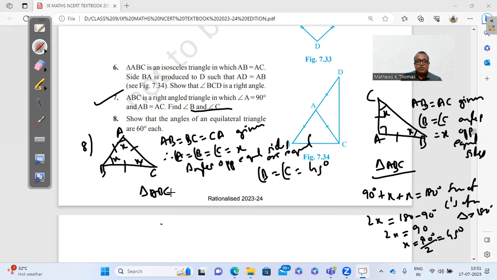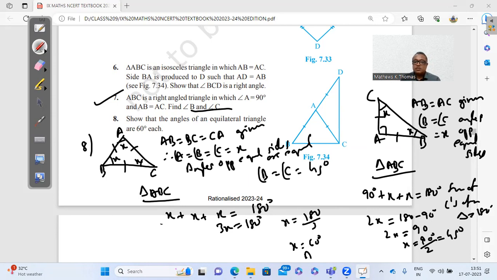Now in triangle ABC, again using the same property, sum of angles of a triangle is 180. So we can say that x plus x plus x is 180. So 3x is 180. X will be 180 upon 3. So x will be 60. And therefore, the question was show that each angle or every angle of an equilateral triangle is 60. So if x is 60, that means all the angles A, B, and C are 60 degrees each.